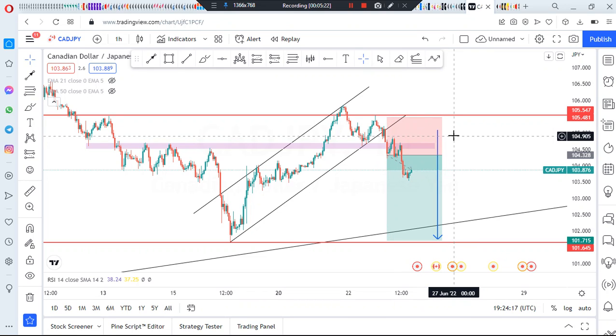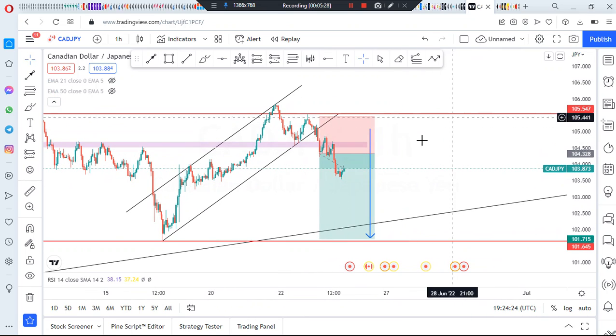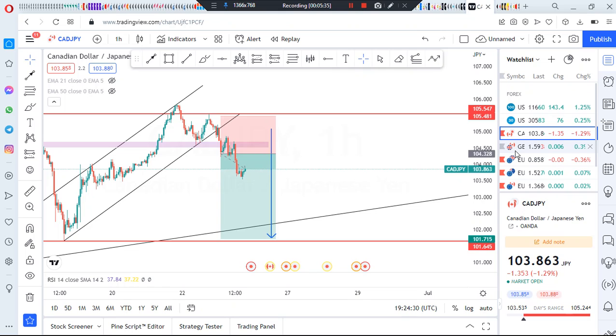I actually have to hide the stop loss just in case our price might need to retest, or in case of spikes. So this is how I would take the CAD JPY trade, and this is how I analyze the pair. So let's move on to the next pair.